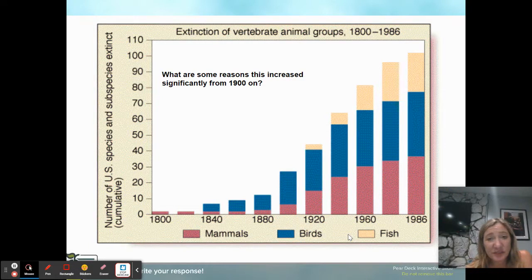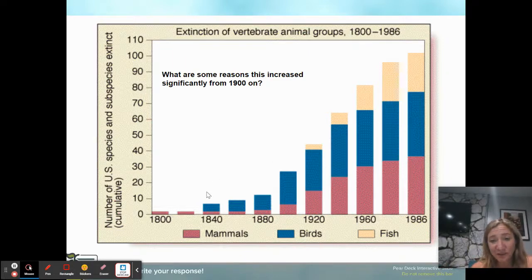So what are some reasons this increased significantly from 1900? First of all, what do we see here in this graph? It shows mammals, birds, and fish, and it shows the number of U.S. species and subspecies extinct. We can clearly see the number of species going extinct increasing from the 1800s until, in this graph, 1986. I wouldn't think that this is specifically from climate change. Remember that way more in recent years, we're seeing those declines. But what might be some other reasons?